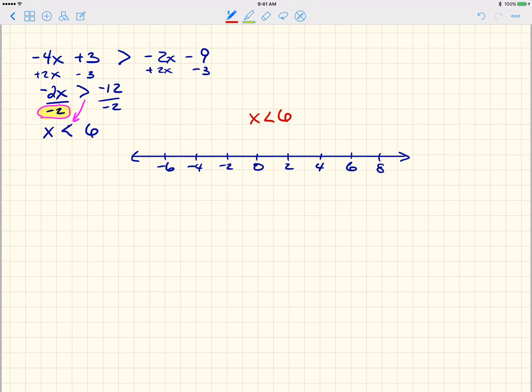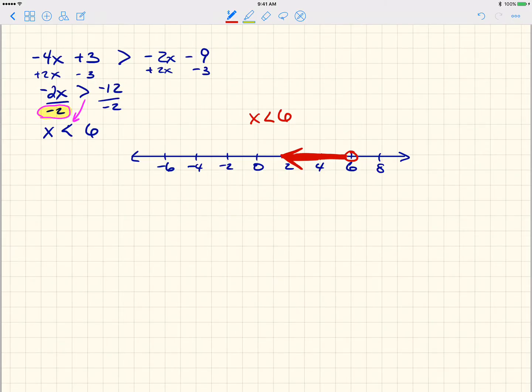So we draw an open circle around the 6, and then we shade to the left, because x is going to be less than 6, so we want to move to the left on the number line. And then we draw an arrow, signifying that all values to the left of positive 6 are valid. And that's it for today.